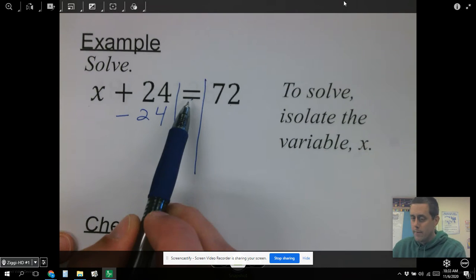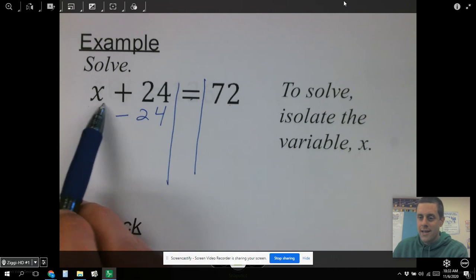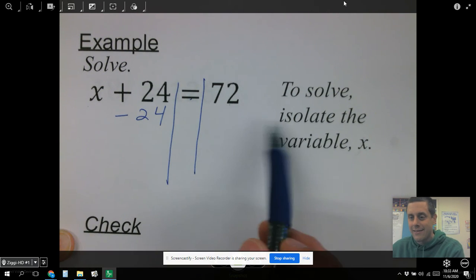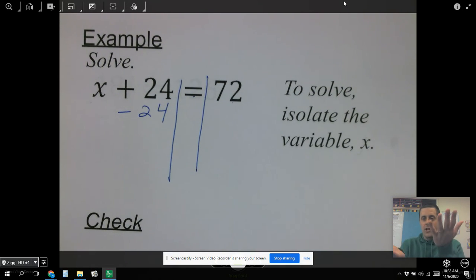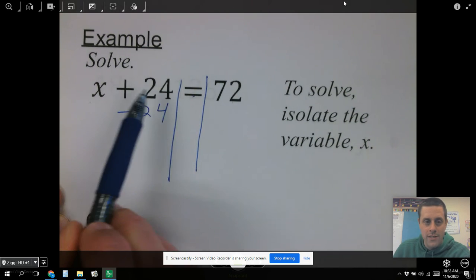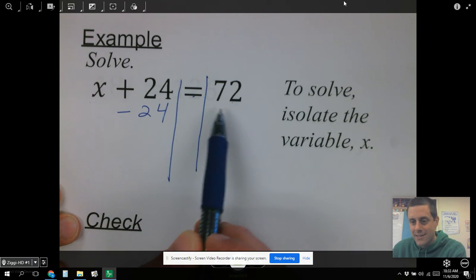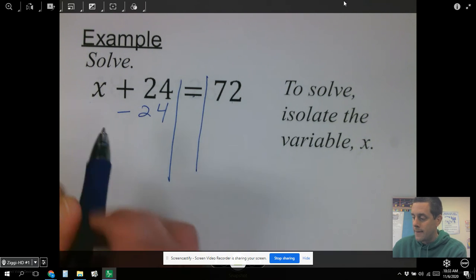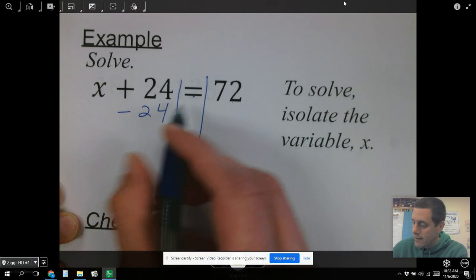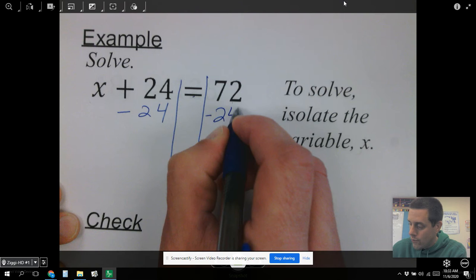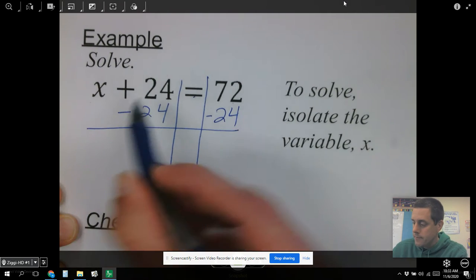Now, remember, this is an equation. Both sides of the equation are exactly the same. So in order to keep that equation balanced, to keep it the same on both sides, whatever I do to one side of the equation, I have to do the exact same thing to the other side. Because I'm subtracting 24 on the left, I'm going to subtract 24 on the right as well.